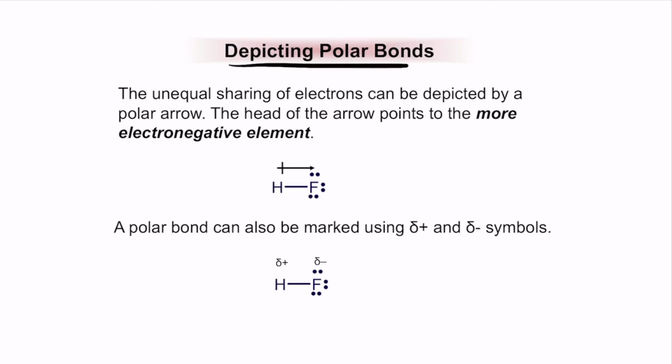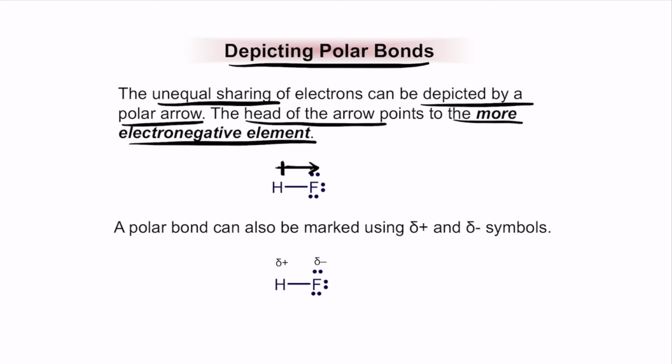So how do you depict these polar bonds? So the unequal sharing of electrons can be depicted by using a polar arrow. So this polar arrow is where we write a plus on one side and extend the arrow and point the arrow towards the more electronegative atom. So remember that the head of the arrow points towards the more electronegative element. So a polar bond can also be represented by using del plus and del minus. Del here represents partial charge. So when you write del plus, it means partial positive charge, and del minus means partial negative charge.